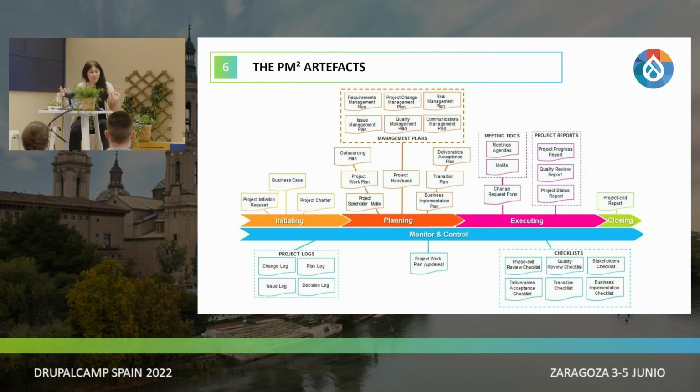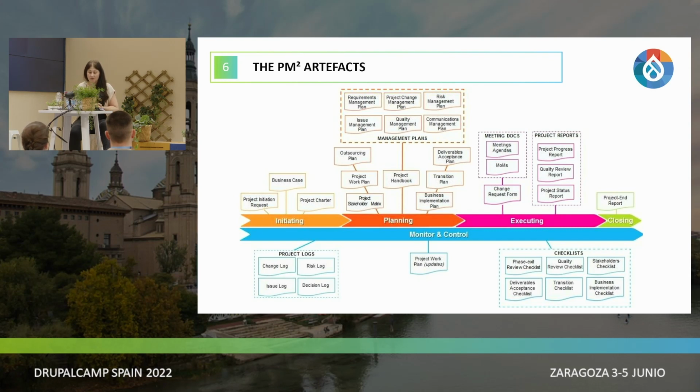While in the closing, the only deliverable that we have is the project end report. In terms of monitoring, we have our change log, which is similar to the change request form, but is really a log. So you are not going to have on this deliverable all the details about a change that they are requesting. Same with the issues, same with the risks, and very important, any decision that has been taken in the context of the project that is changing the planning, the scope, the effort, or the budget has to be registered in the decision log.